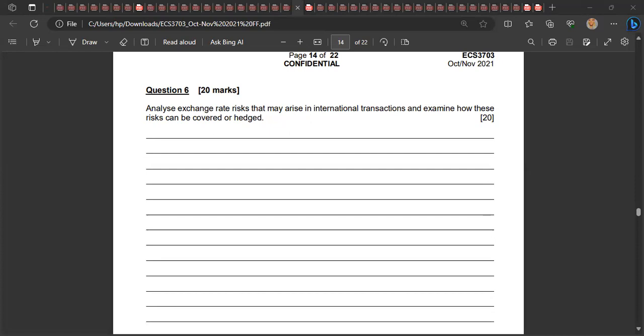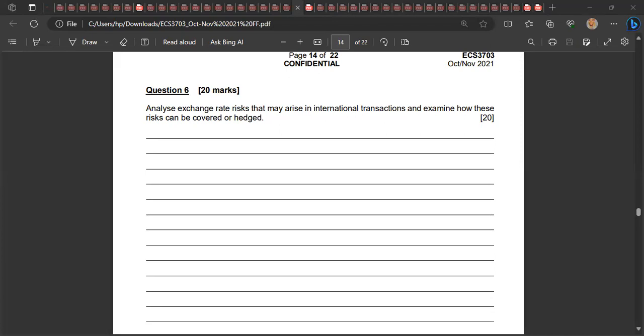So what are those risks now? They are separated into three classifications. Number one is transaction risk, then we have translation risk, and I think the third one is economic risk. Those three. You should look that up in the notes.